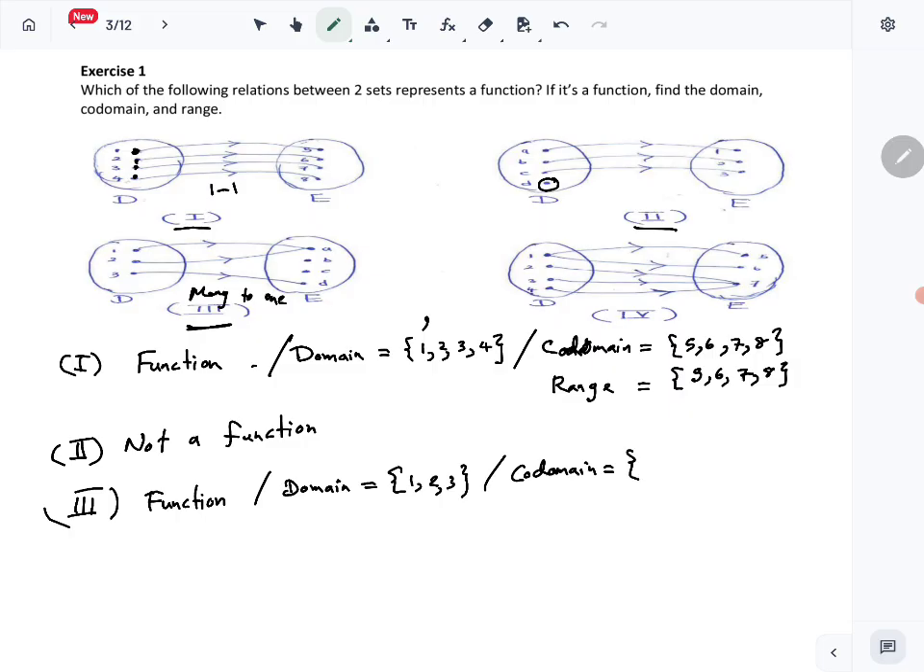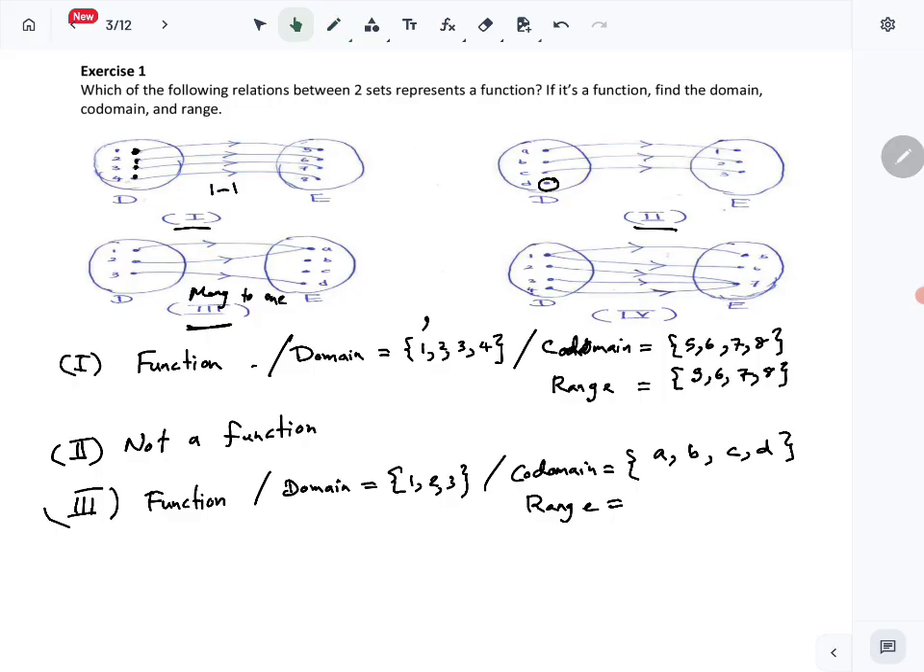What is the codomain? Codomain is all possible outputs, not only the connected ones. A, B, C, D. So all the elements in E are part of the codomain. So A, B, C, D. So that is all possible outcomes or outputs.